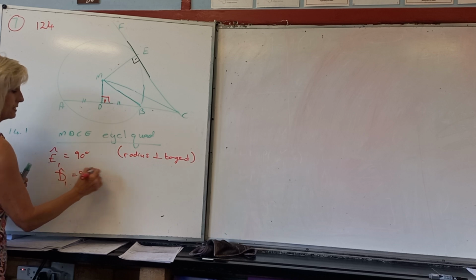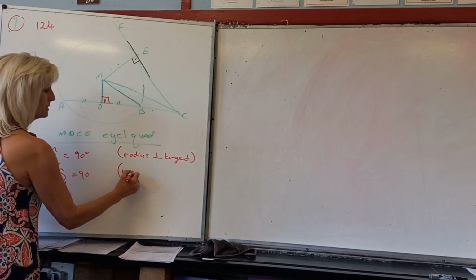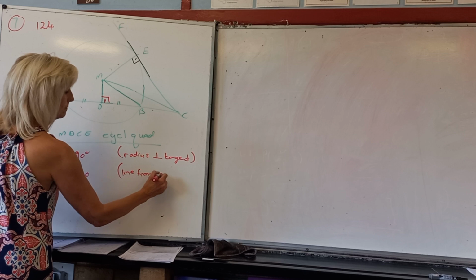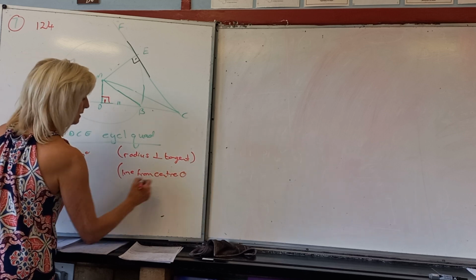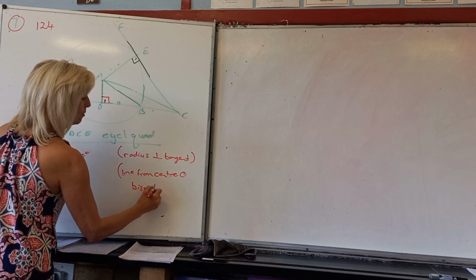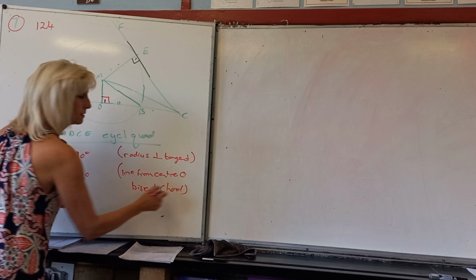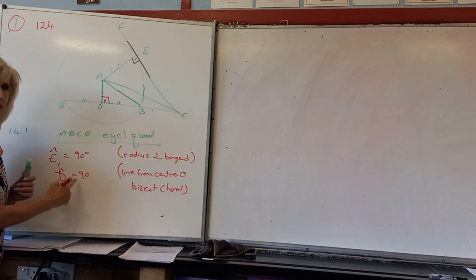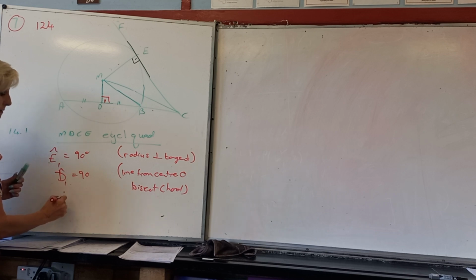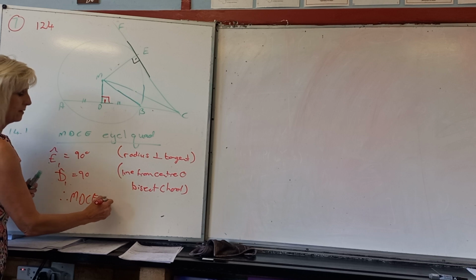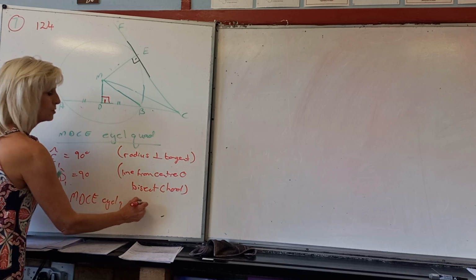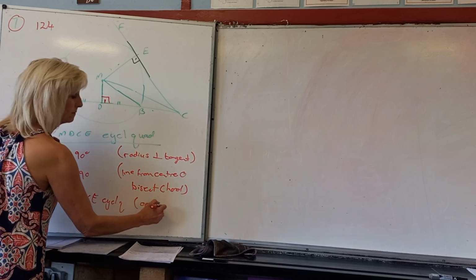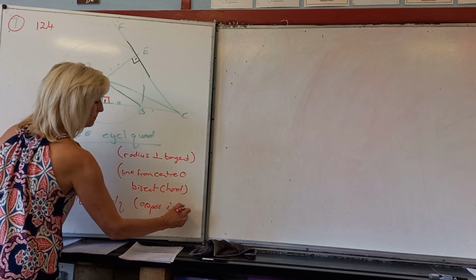Let's get the right reason. Line from the center of the circle that bisects the chord will do what? This. This is what it does. Are you with me? Now we've got to say, but then it's a cyclic quad. And my reason says why? Because opposite angles are supplementary.